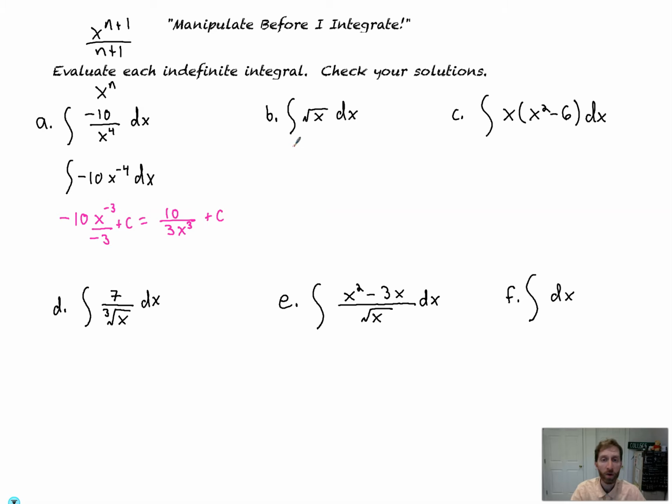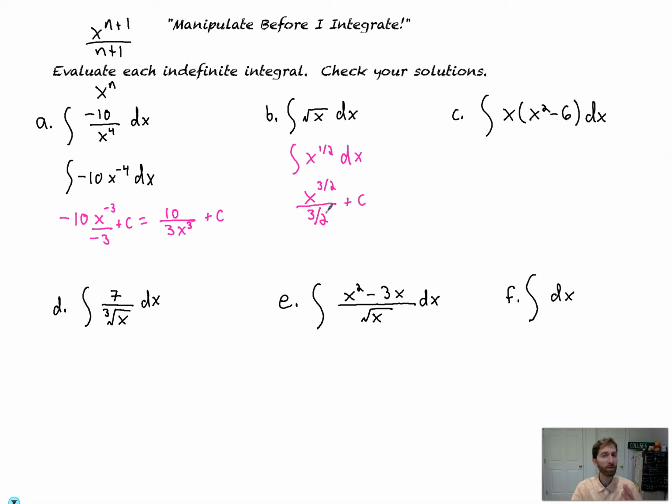All right, this one, we can rewrite that as x to the 1/2. Get it in that exponential form so we can use this. Now we're going to add 1 to 1/2. 1 plus 1/2 is 3/2. And we're going to divide by that number that we just got, that 3/2. That's plus c. Now, let's simplify this down a little bit.